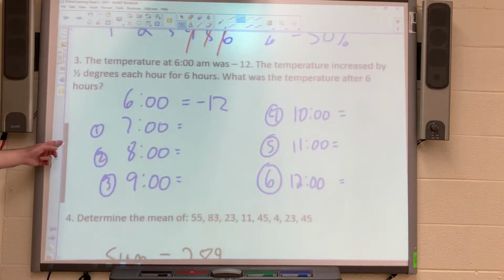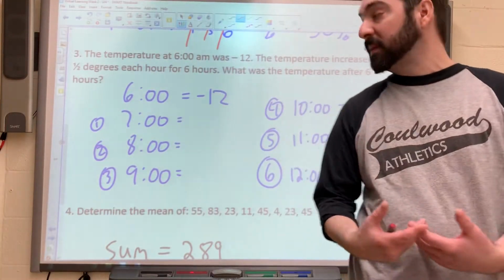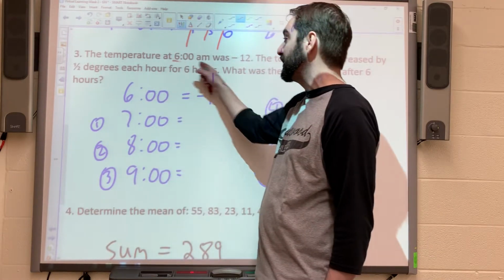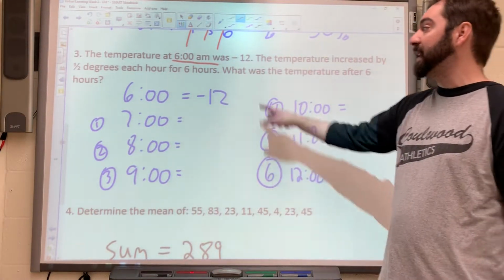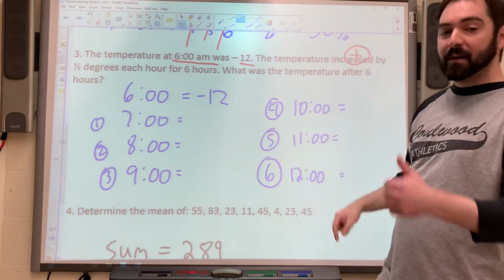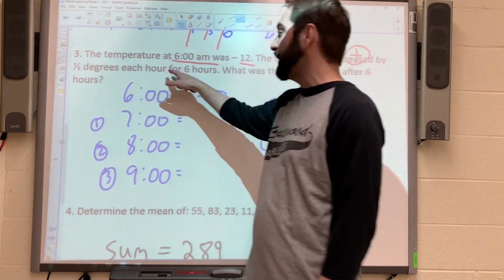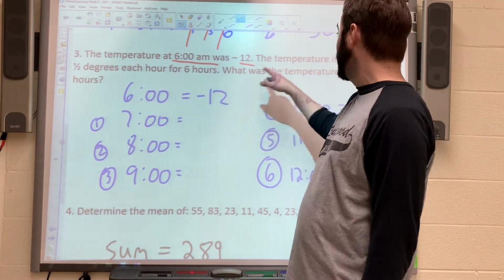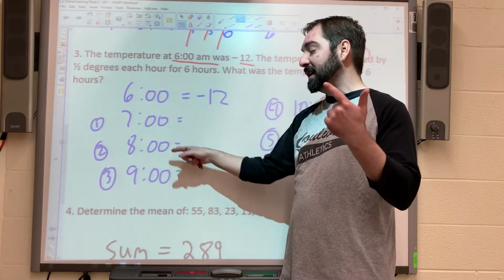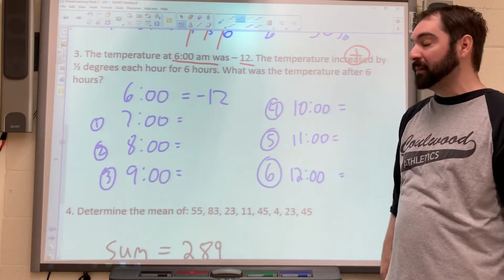Number 3, again, you would never see a calculator on this, so the easiest way to perform these problems is to go ahead and find the temperature at every single time. So the temperature started at negative 12 at 6 a.m. The temperature increased. Well, I think to myself, that means the temperature is rising in the positive direction, a half a degree for each hour for 6 hours. What was the temperature after the 6 hours? So I need to find the temperature at 7, 8, 9, 10, 11, and then 12 o'clock. That would give me all 6 hours.